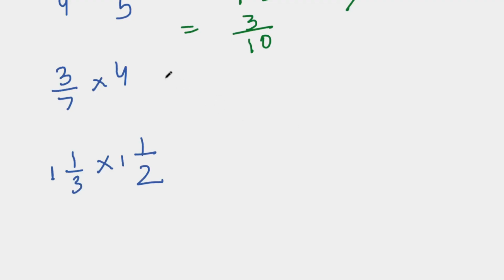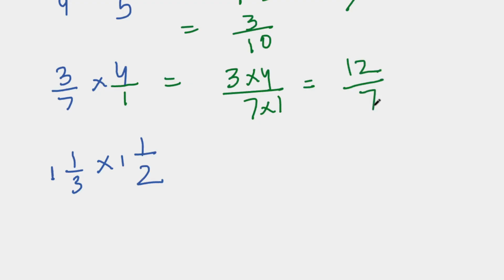Alright. Next one is a fraction multiplying by a whole number. We can write the denominator 1 and then simply multiplying the numerators to each other, multiplying the denominator to each other, we get 12 by 7. Now this is an improper fraction. We can always convert it into mixed fraction. So 1 is the whole number, 5 by 7. 7 times 1 is 7 plus 5, numerator becomes 12, denominator stays 7.